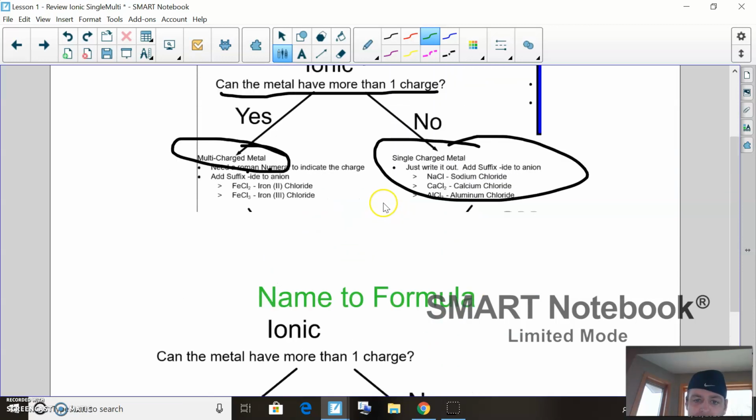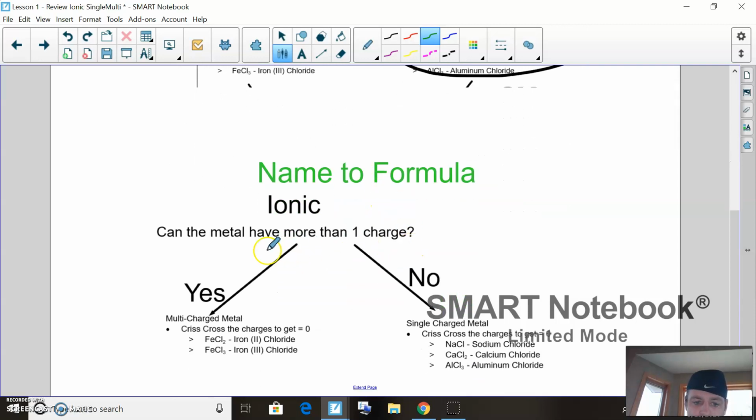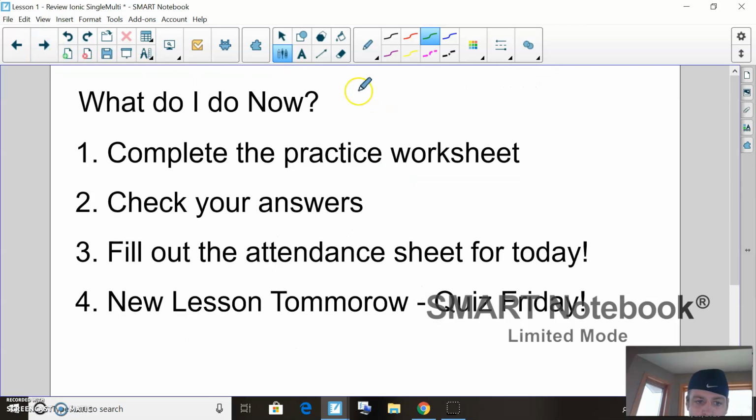Going from the name to the formula, all right? So that means you're going from the name to the formula. We just crisscross, crisscross, crisscross, crisscross, all righty? So if you need the cheat sheet there, great. Now what do I do now?